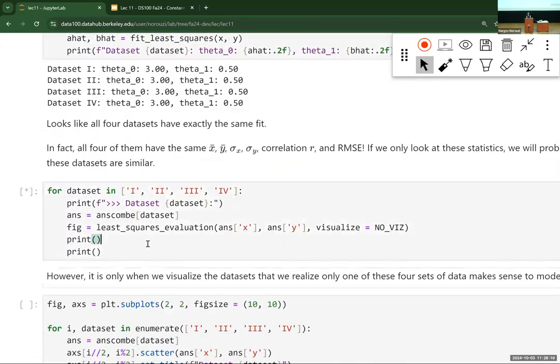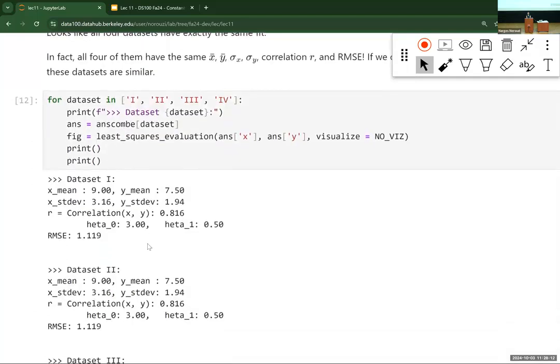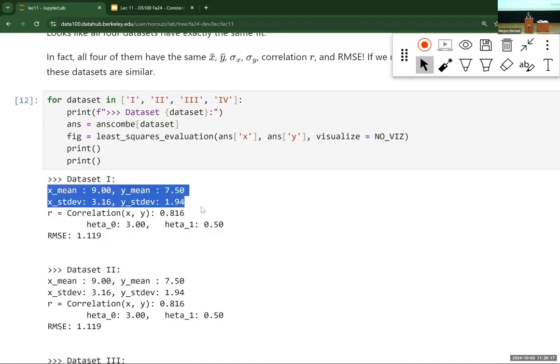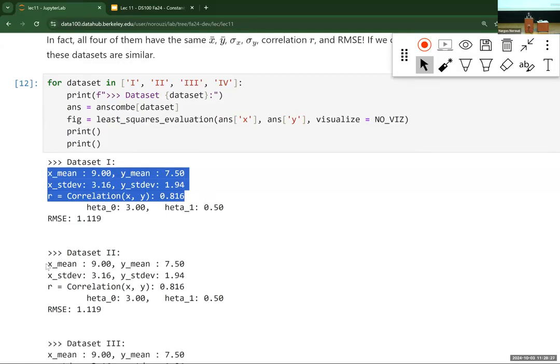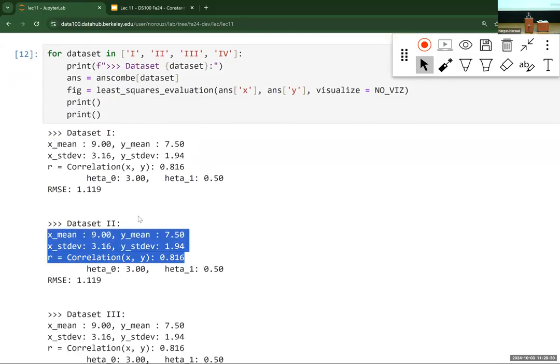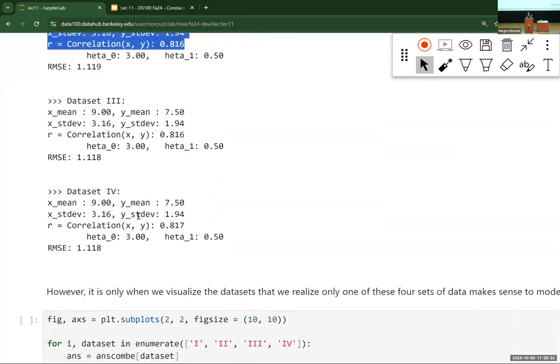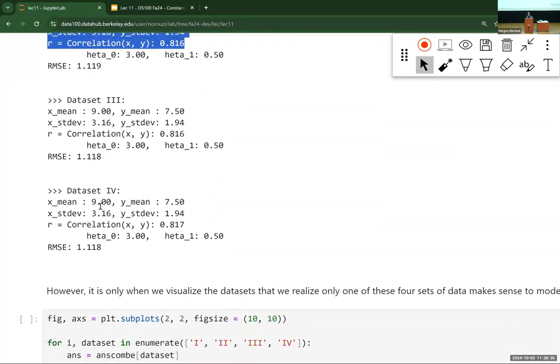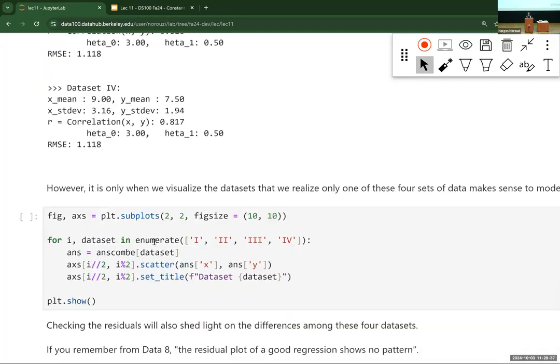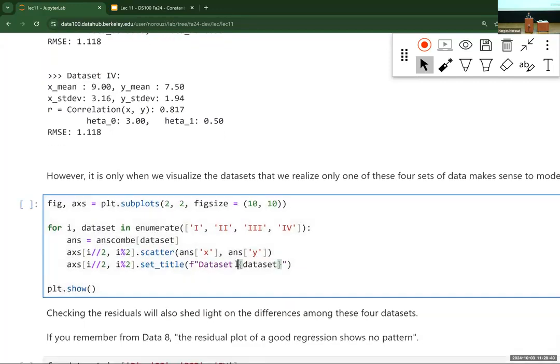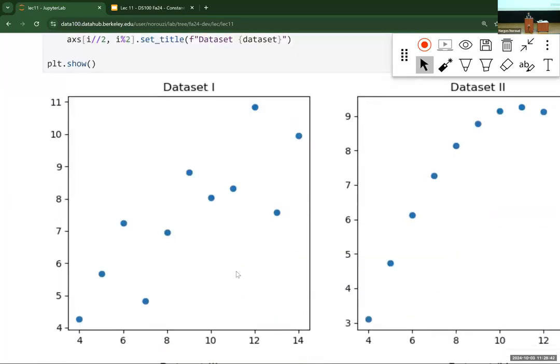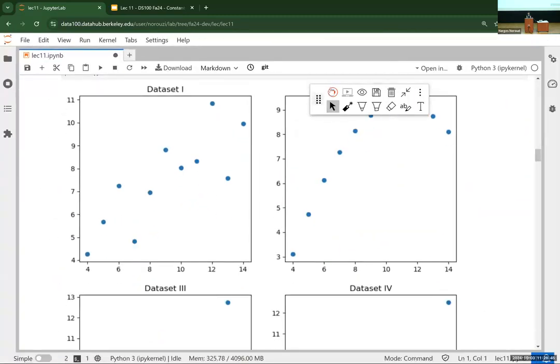If I try to show you why theta 0 hat and theta 1 hat are the same, we could also verify that, as I told you before, the mean and standard deviation of X and Y and also the correlations are the same. As I scroll down, you can compare all of these values for data sets 1, 2, 3, and 4: the averages, the standard deviations, and correlations are exactly the same. So I'm going to plot these data sets so you can compare them.